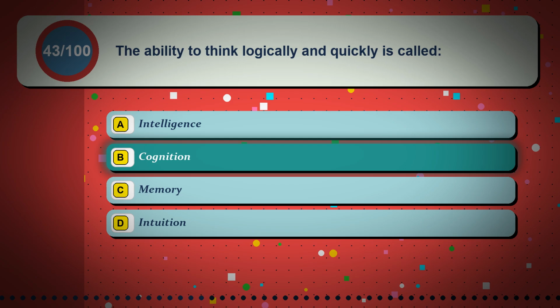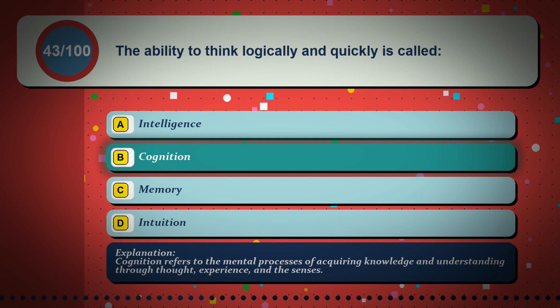The correct answer is option B, cognition. Cognition refers to the mental processes of acquiring knowledge and understanding through thought, experience, and the senses.